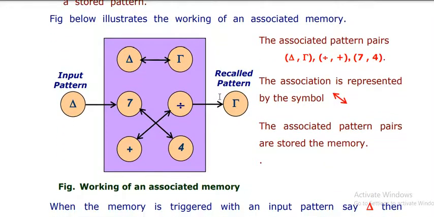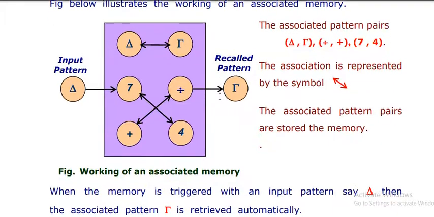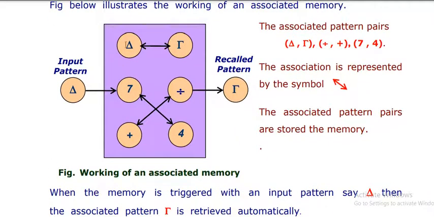The figure below illustrates the working of an associative memory. Here we can see three types of patterns: one is a symbol, one is an operator, and one is a number. So three kinds of patterns. We give here the input pattern del. So what will be the output? Del will find the pattern like its own pattern. So the output pattern will be a symbol, as the input pattern is a symbol.